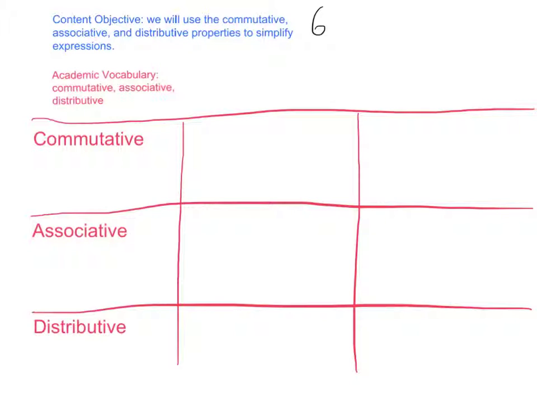Alright, after you've written your content objective and your academic vocabulary, I want you to draw a line straight across the page. Then I want you to drop down a little bit more and draw another line straight across the page, and then a third line straight across the page. So what you should have is 3 equal rows, and then I want you to draw 2 vertical lines, so you have essentially 9 of the same sized boxes. So here's 1, 2, 3, 4, 5, 6, 7, 8, and 9.